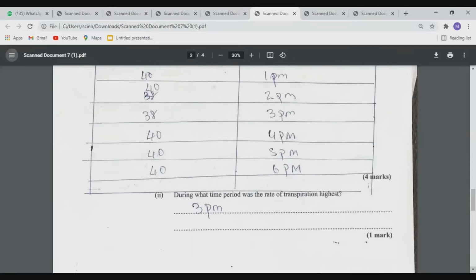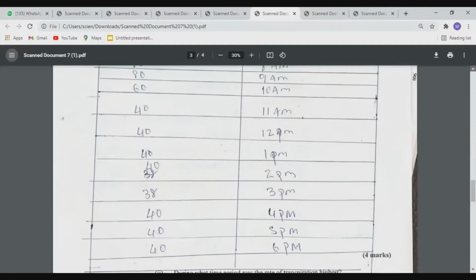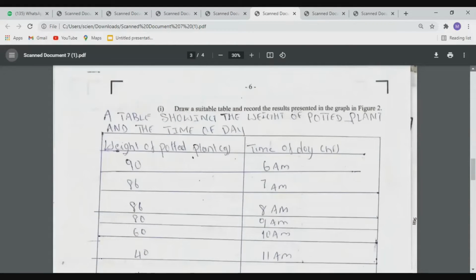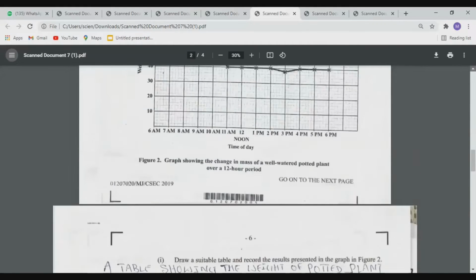During what time period was the rate of transpiration the highest? So they are basically asking us, what time period did they lose a lot of water? To get this, you have to go back to the graph. You can also use your table, but it's easier to see it on the graph. So I'm going to go back to the graph to find where transpiration was at the highest.